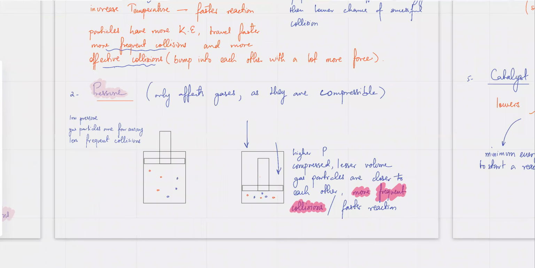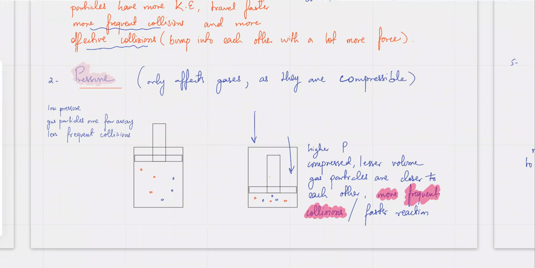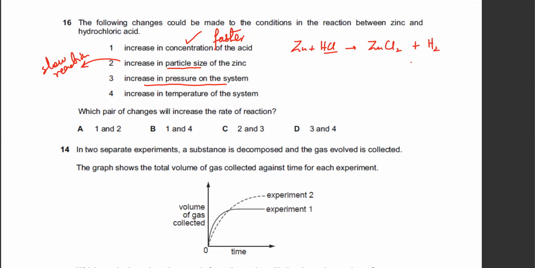What is written next to pressure is that it only affects gases, because only gases are compressible, not liquids and solids. So the pressure point only applies to gases, and in this case the gases are missing. You've got zinc and you've got HCl, and neither of them is a gas. So that point will not apply here. Increase in pressure of the system only applies if gases were involved. Is that clear as well?